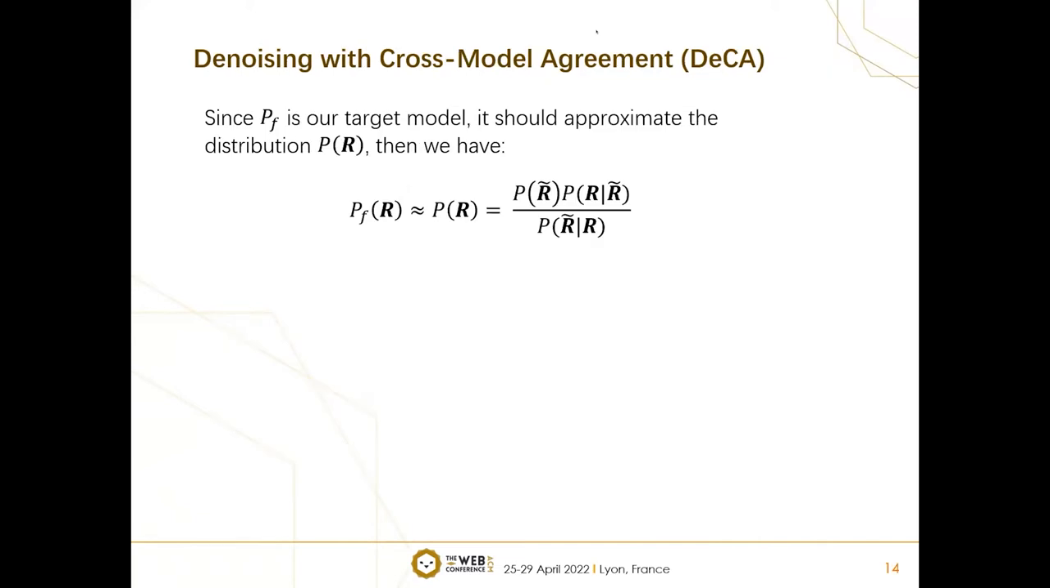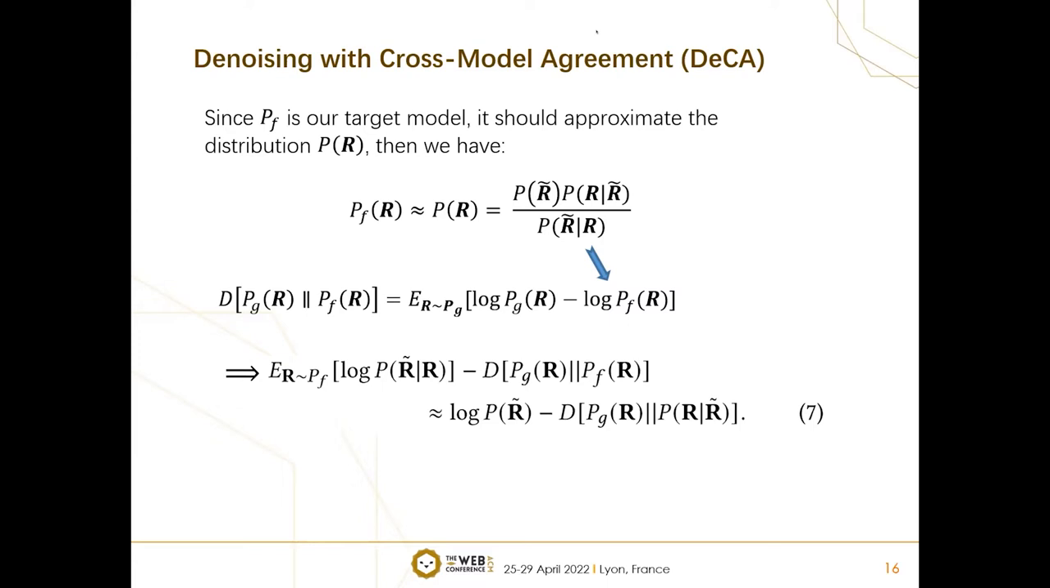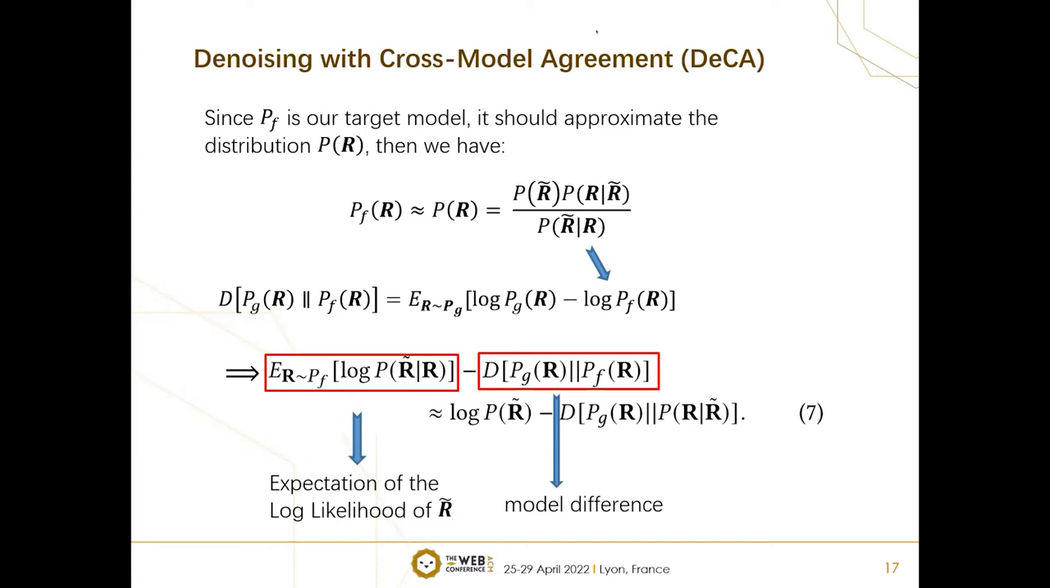Since P_F is our target model, as said earlier, it should approximate the distribution of the true user preferences P_R. Then with the Bayesian rule, we have this approximate equation. Then we can substitute this equation into the formulation of the KL divergence, which yields our objective. The left side of equation 7 is almost the final objective of DeCA. The first term of this objective means the expectation of the log likelihood of R tilde, while the second term means the model differences. So we need to maximize the expectation of the likelihood and also minimize the model differences, which makes a lot of sense. And it's also the lower bound of the log likelihood of the noisy dataset P_R tilde, as shown on the right side of equation 7.